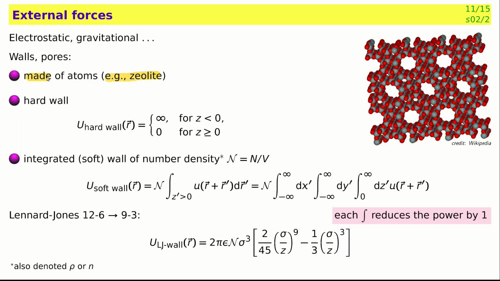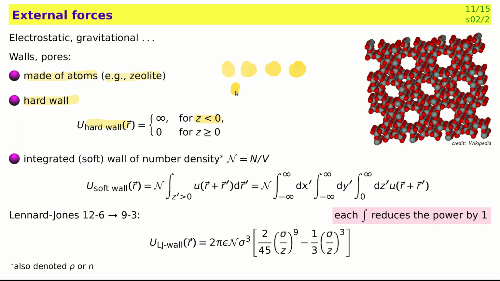So we can make something like this from atoms. We have an atomistic model. It's simpler to have a hard wall. A hard wall is a hard wall, so the potential depends on one coordinate. Let us say it's the z coordinate, and either it's infinity, that is, we cannot have a molecule there, or it's zero. It is also possible to have a wall composed of different types of atoms.